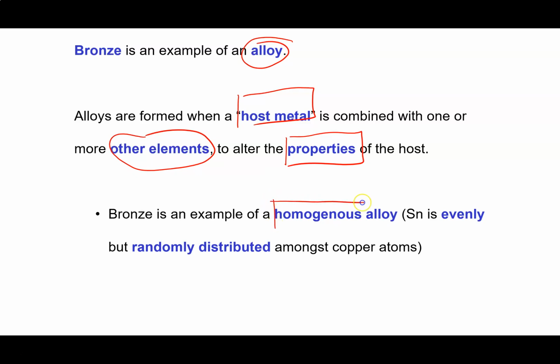Bronze is an example of a particular kind of alloy called a homogeneous alloy. In a homogeneous alloy, the atom that you're adding, tin in this case, is evenly but randomly distributed amongst the host. Typically how this is done is that you'll bring both of the metals into the liquid state by adding heat, stir them very thoroughly, and then allow it to recrystallize.